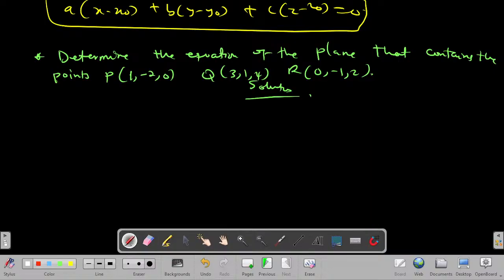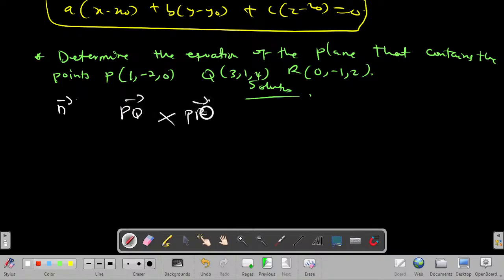2 points is not enough, right? So here we need the direction, and the direction of a plane is the normal n. So I have the normal vector. How do I find the normal vector? To find a normal vector, you use the cross product. So I need vector PQ and vector PR. Then I'll find a cross product to get the normal vector.